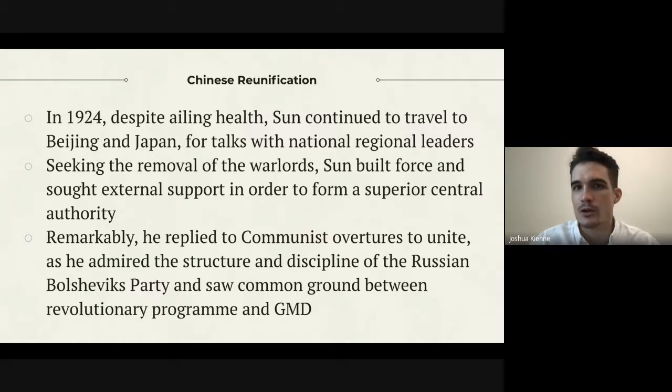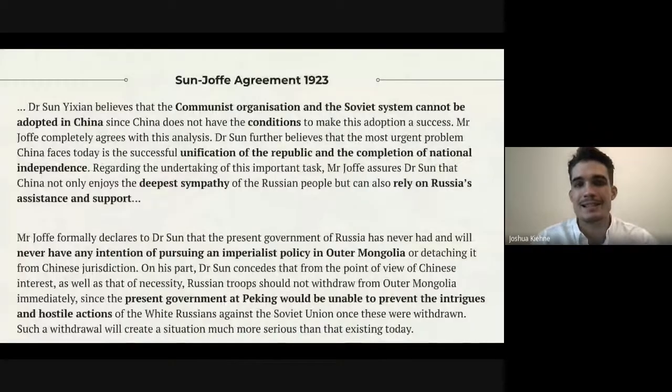And he takes a lot of inspiration from the 1917 revolution and the fact that that was successful. And he saw a common ground between their revolutionary programs. He said, you want the end of the warlords, I want the end of the warlords. Let's work together in order to do this. And so what he does is he starts to respond to the overtures by the Communist Party. And this is something that we're going to look at a bit later on as well, but I just want to introduce it now.